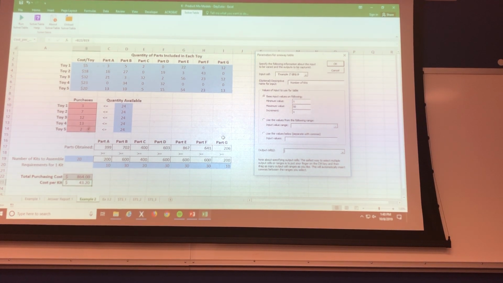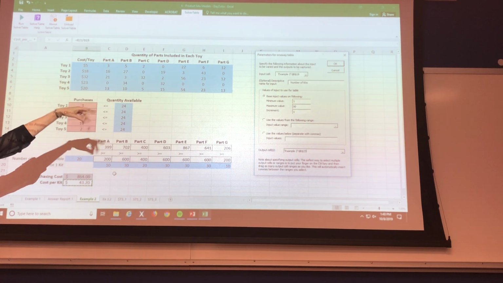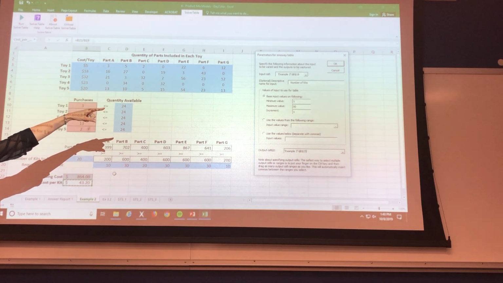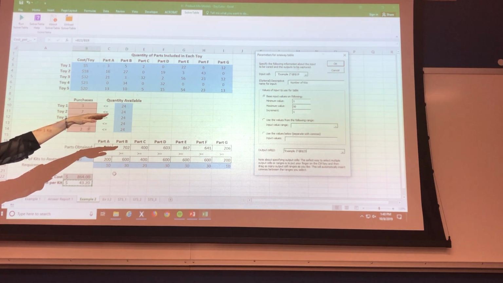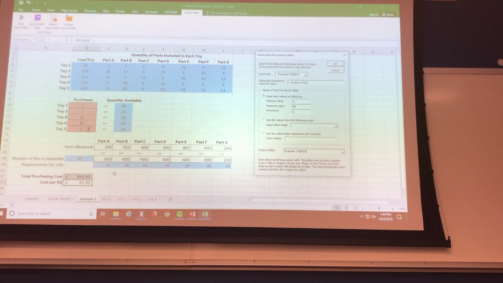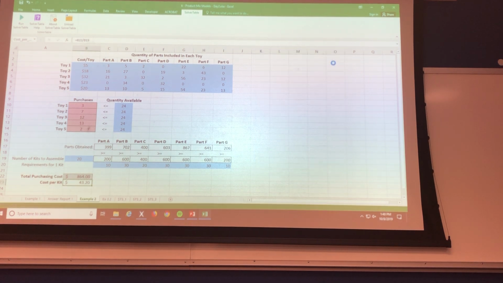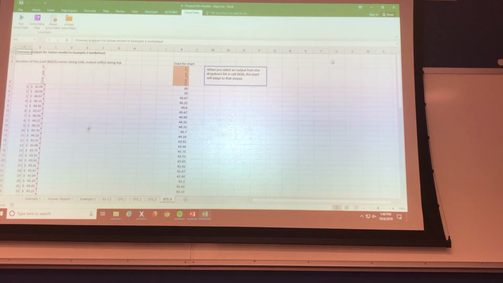And then we talked about that the output cell would be the cost per kit, which is B23. So we would be varying B19, the number of kits, from 1 to 50 in steps of 1, and then looking at B23, the cost per kit, as our output cell. And when we click OK, it takes a second, but it eventually gets there.